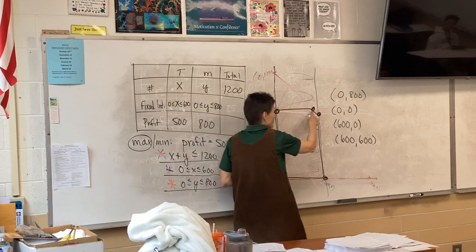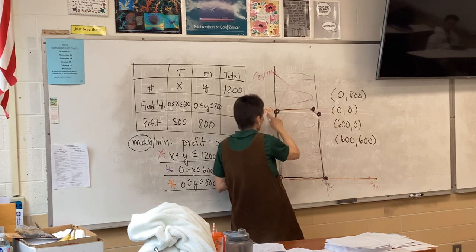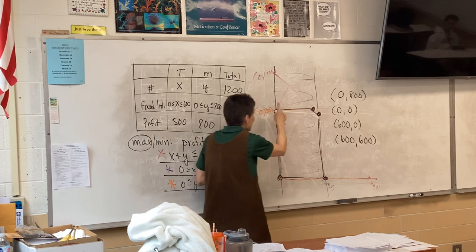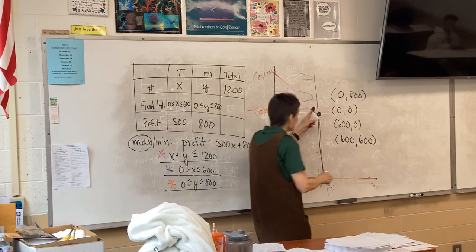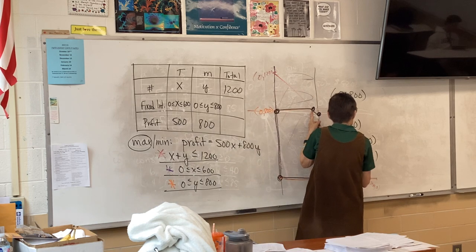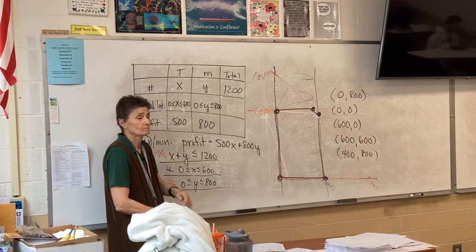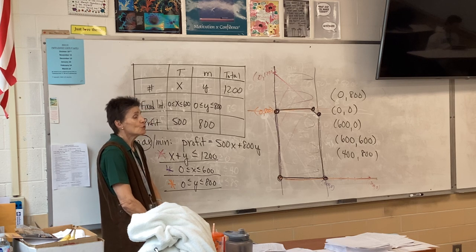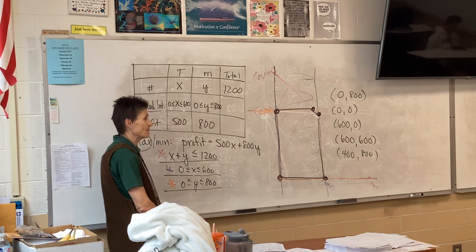Now I can do the same thing with this one. This is the intersection of orange and red. Well, what do I know about orange? Anything on the orange has a Y of 800. And anything on the red adds up to 1200. So if Y is 800, then X has to be 400. You guys can figure that out. I have confidence in you. Just have to think for a second.